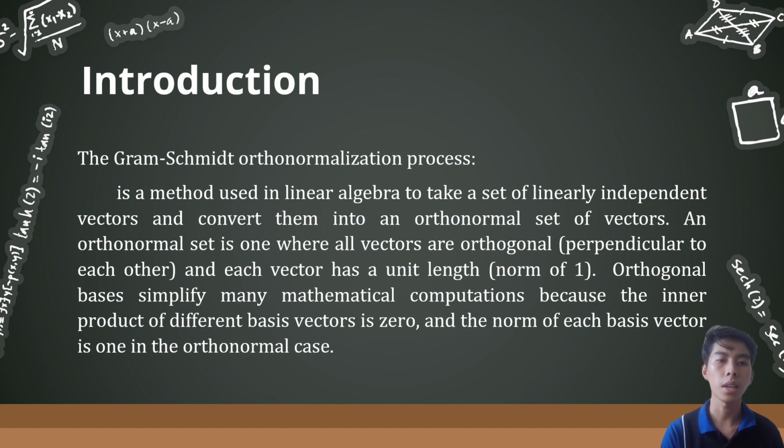An orthonormal set is one where all vectors are orthogonal, perpendicular to each other, and each vector has a unit length or norm of 1, or the magnitude of the given vector is 1. Orthogonal bases simplify many mathematical computations because the inner product of different basis vectors is 0, and the norm of each basis vector is 1 in the orthonormal vectors.